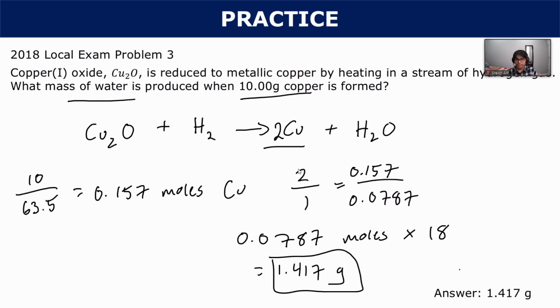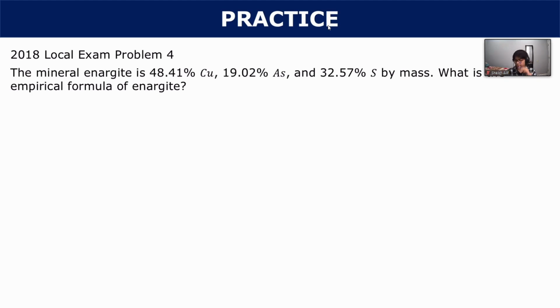And we are correct. So I guess the hard part here was just making the equation. And the equation really came from the problem itself. We know that copper oxide is going to be treated with hydrogen gas, and then that produces some solid copper and some water, and then we balanced the equation and did some manipulation to get that we're going to produce 1.417 grams of water. Okay, fourth question.